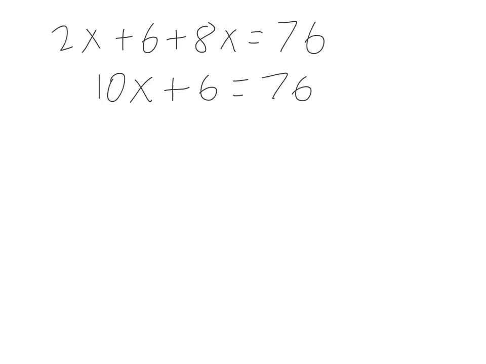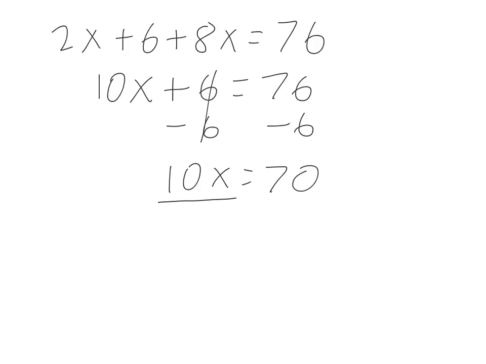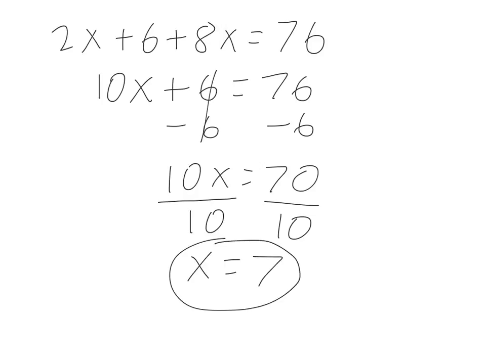equals 76. Now it's just like the two-step equations we were dealing with before. We undo the addition, subtract 6, the 6's cancel to leave 10x equals 70, and then undo the multiplying by 10, so divide by 10. 70 divided by 10 is 7, so x equals 7.